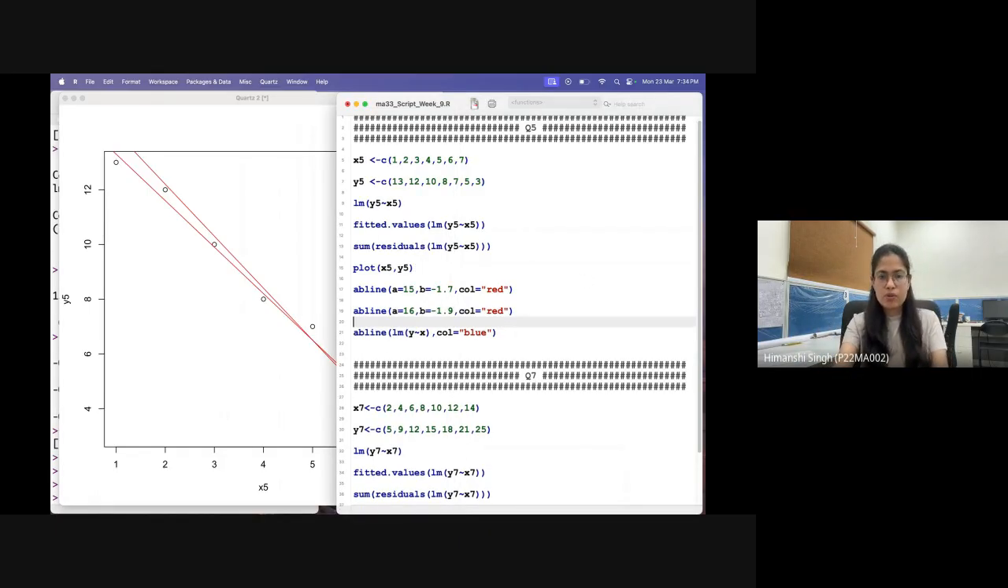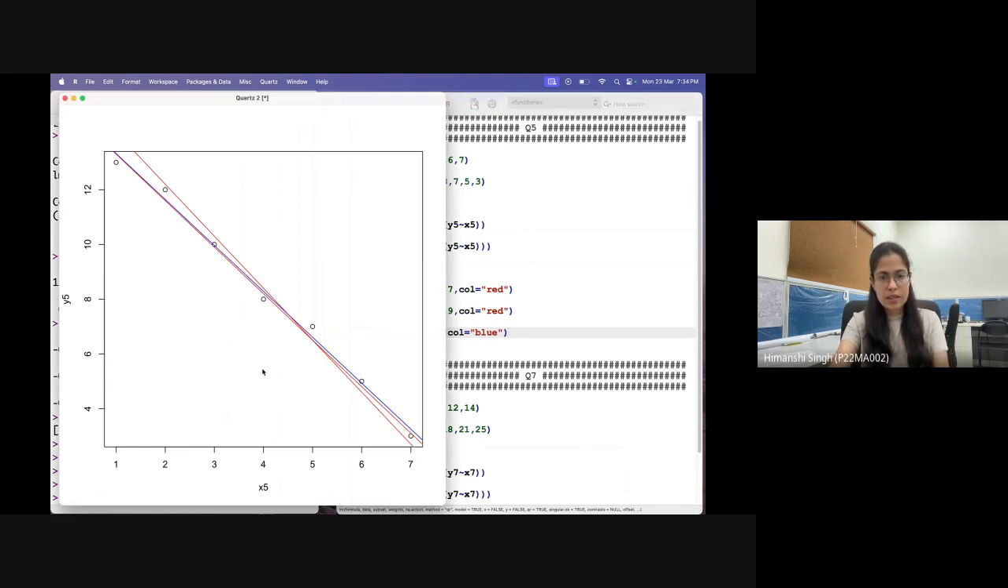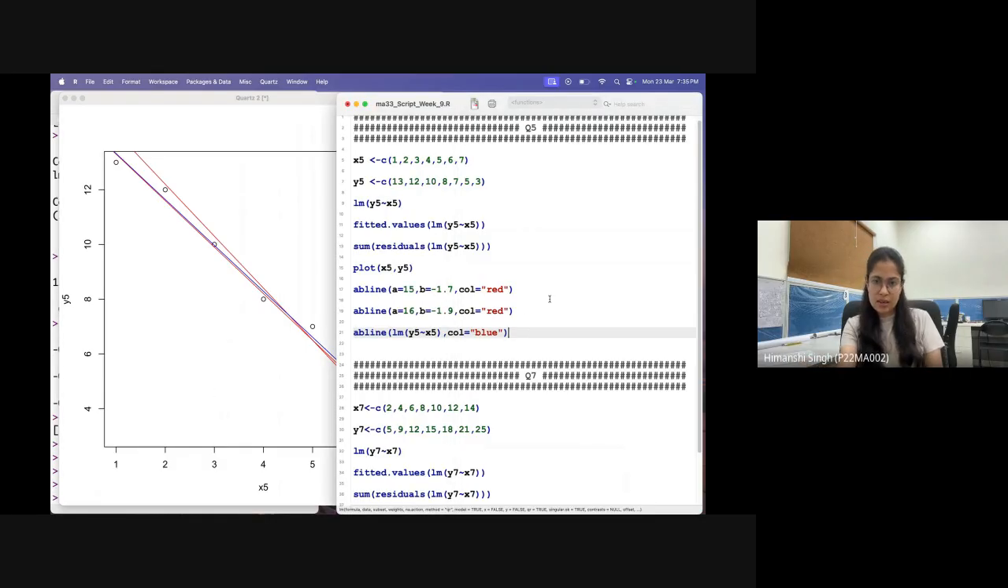So if I want to do that, I'll use abline(lm(y5 ~ x5)). Okay, I should write y5 tilde x5, and the color to be blue. If I fit it, you can see that this blue line is the best fit, because here we are using a statistical method. We are not doing the hit and trial method. We are using a statistical method to find the best fit. So this was about how to visualize the fit in R.